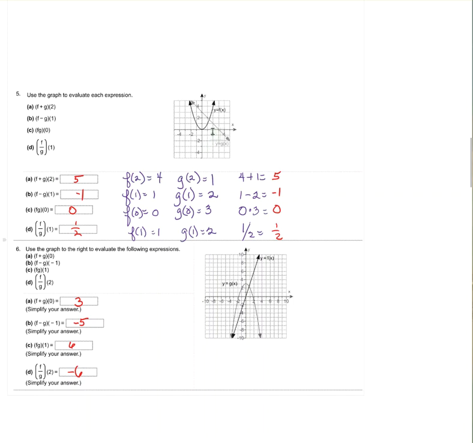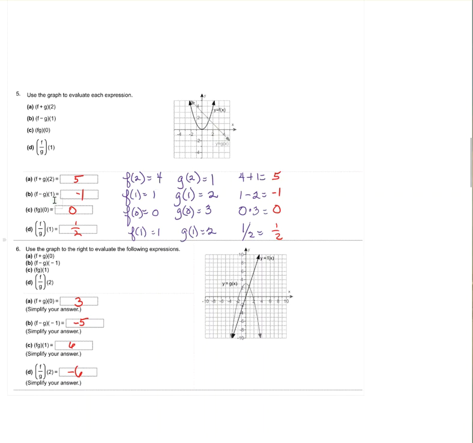We go to the x-axis where 2 is, and then we go up till we hit the f function. That's at a y value of 4. So f of 2 is 4. G of 2, we'll go back to 2. We'll go till we hit the line. The y value there is 1. Then we'll add 4 plus 1 is 5.